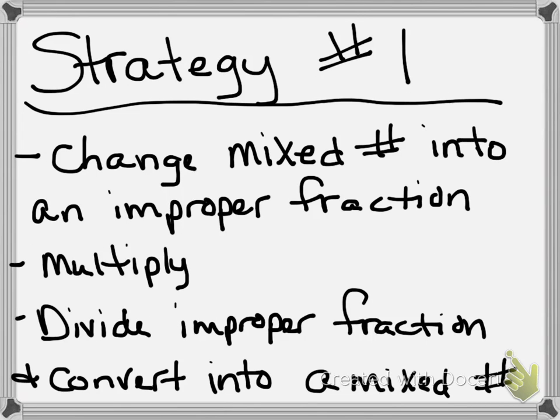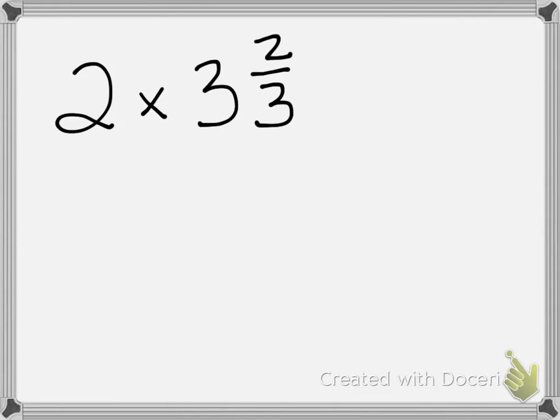Strategy one, these are the steps you're going to take that you can always go back in the video, pause it, and work through it, going through these steps. So step one is going to be changing the mixed number into an improper fraction. Then you're going to multiply your improper fraction times a whole number, and then you will divide the improper fraction and convert it back into a mixed number. And so I'm going to show you exactly how to do this step by step.